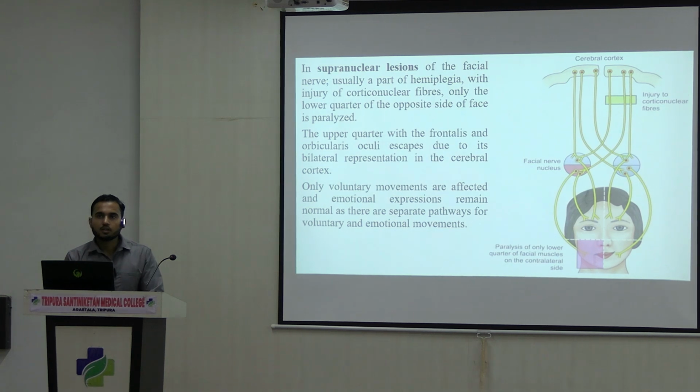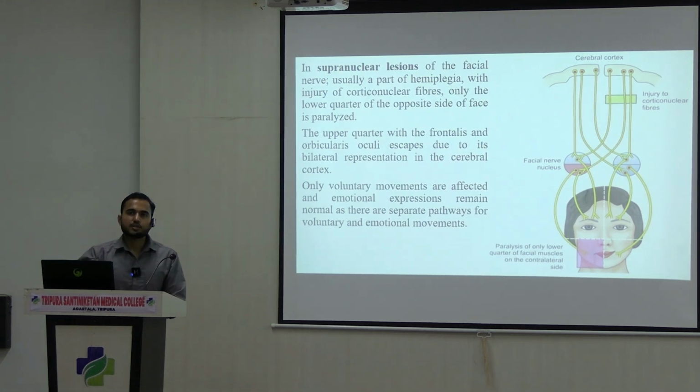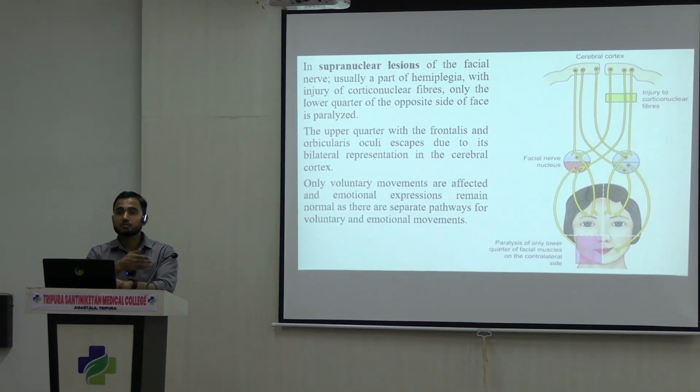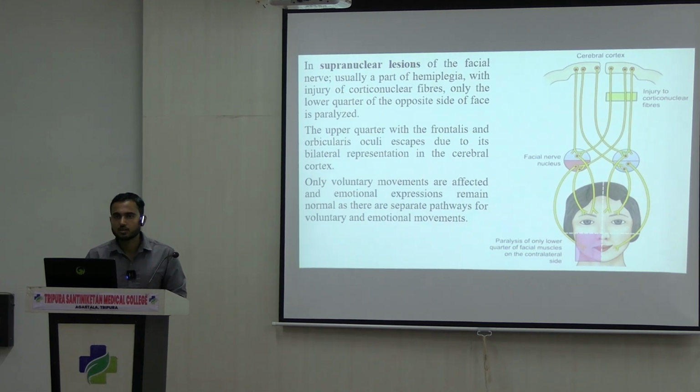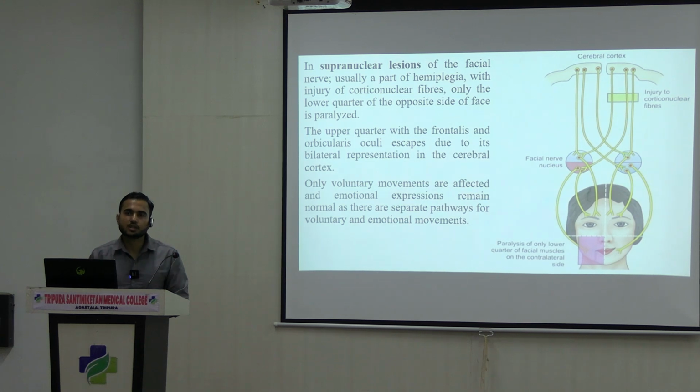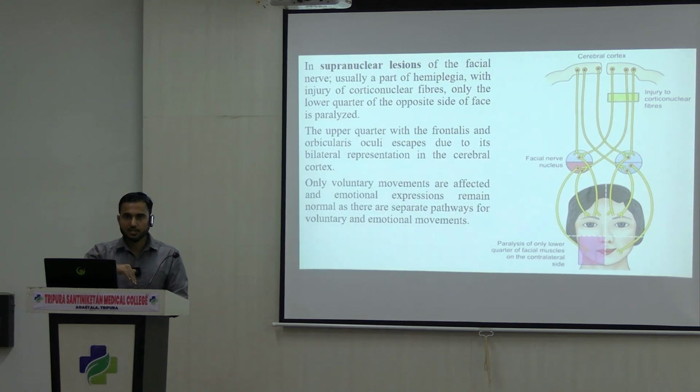Okay, why? Because here the fibers which are coming from the cerebral cortex, those fibers used to cross. Okay, that means decussation of the fibers is taking place. इसका मतलब क्या है? जो you know that two cerebral hemispheres are there, right and left cerebral hemisphere.